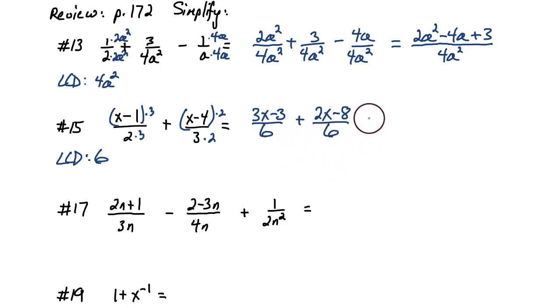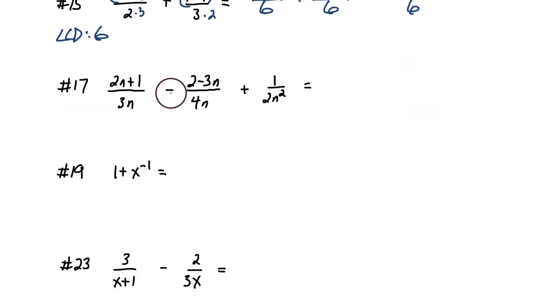Because they have the same denominator, combine the numerators and write it over the denominator. 3x plus 2x is 5x. Negative 3 plus negative 8 is negative 11. That's all over 6.